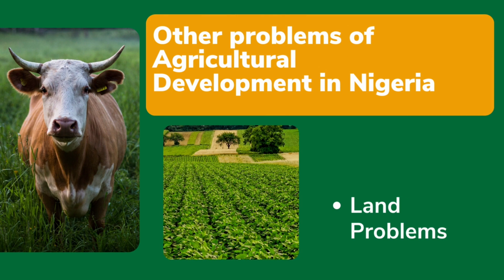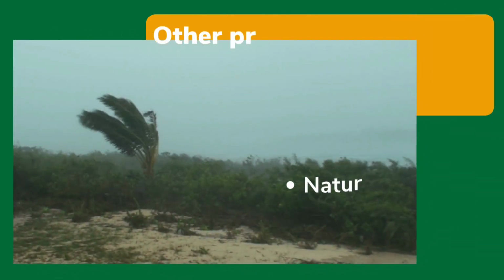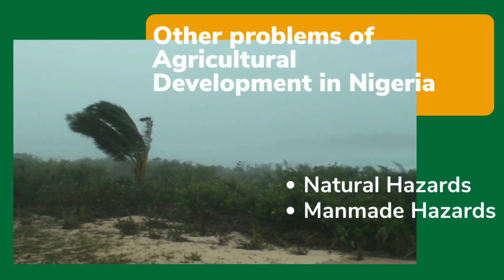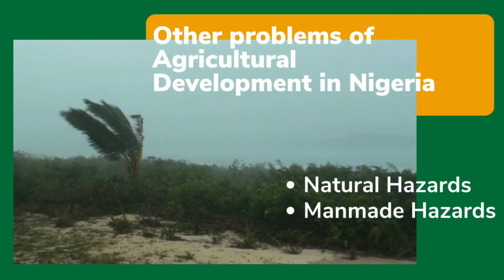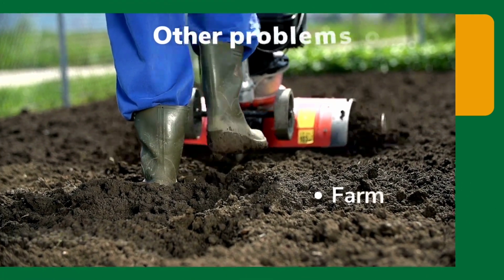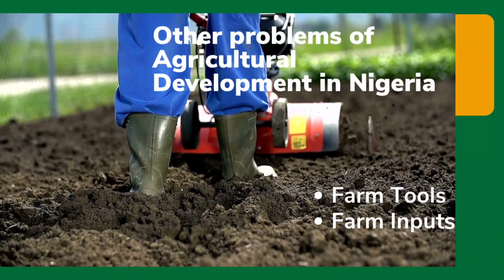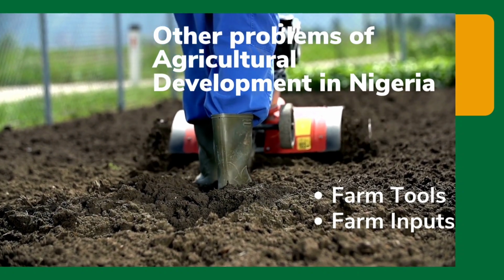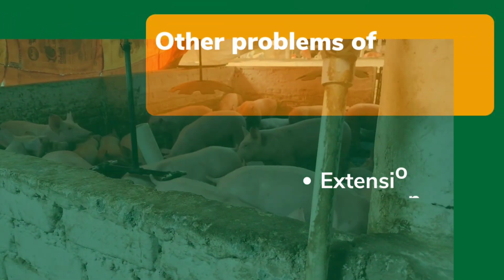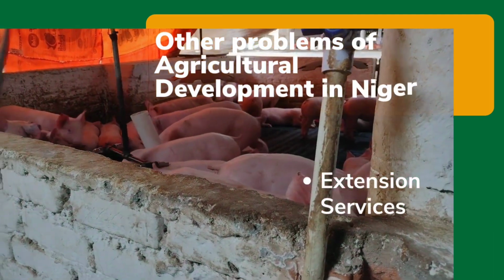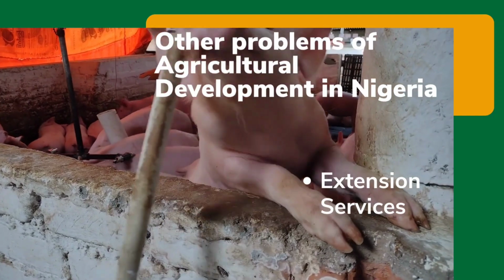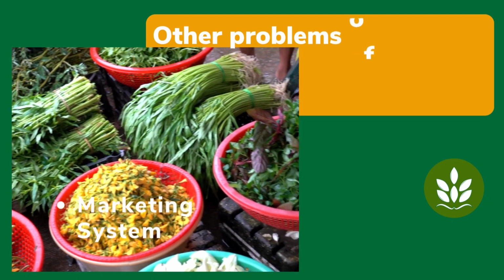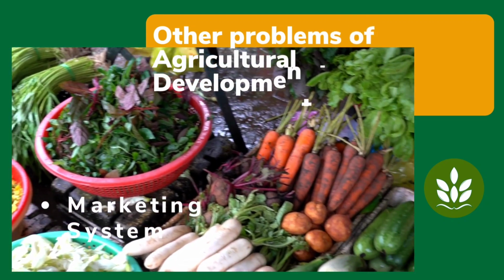Now, other problems of agricultural development in Nigeria include land problems. We have natural hazards. We have man-made hazards, such as bush burning and wildfire. We have inadequate tools, inadequate farm inputs, and even farmers' education, because some farmers need to be educated on what they are supposed to learn. That is usually carried out by extension services, by extension agents. We have fewer extension agents in our days.